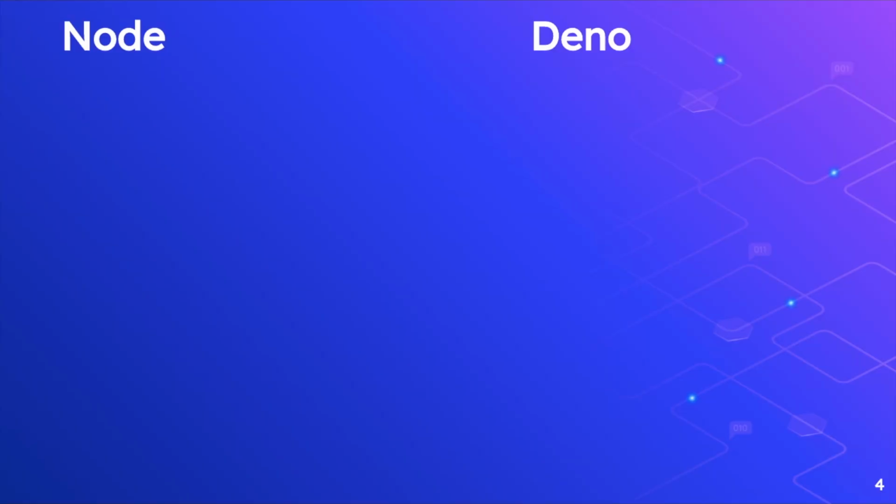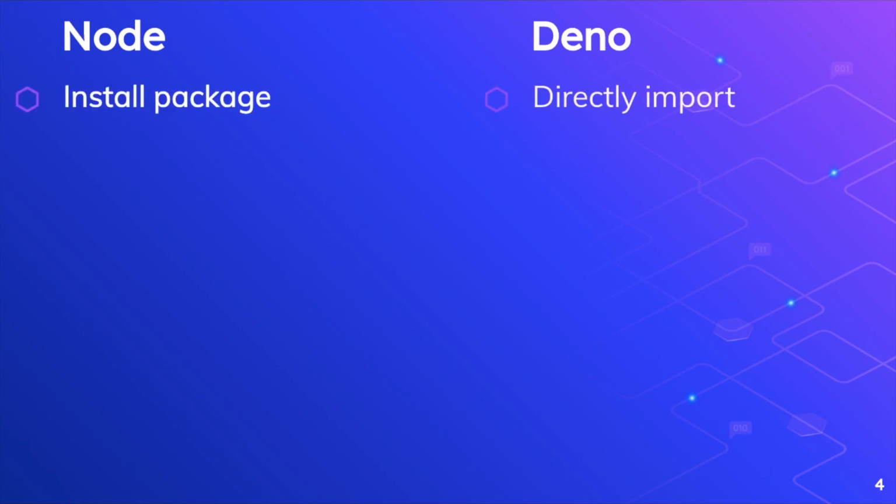Well, let's take a look. So for Node, a common example would be if you want to install a package, what would you do? You would run npm install and you have to install the package, right? With Deno, you can import it directly from the server.